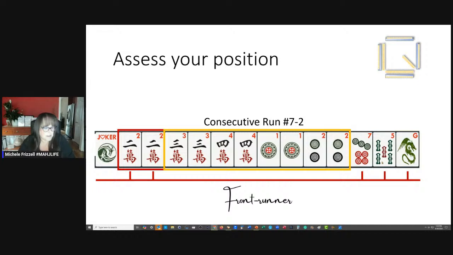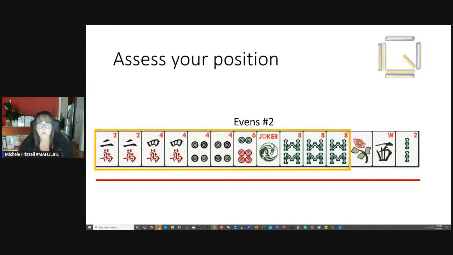Well done, B. Oh, we do have one more. Here's evens number 2. 2, 4 crack, 4, 6 dot, 8 bam, 8 bam. I almost said 8 bam pung. So this hand shape is pair pung kong. We have 3 discards and a joker. So 1, 2, 3, front runner, contender, underdog. What do you say here? This one's a little easier.